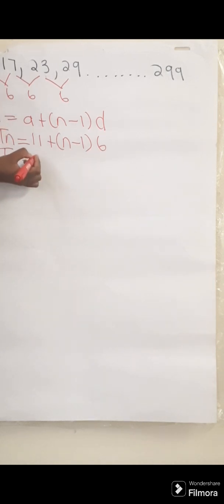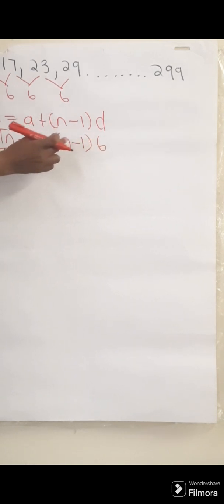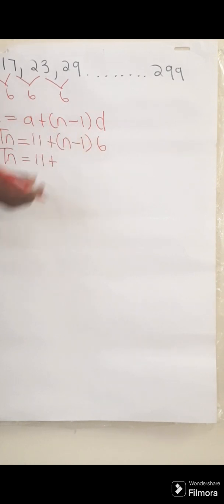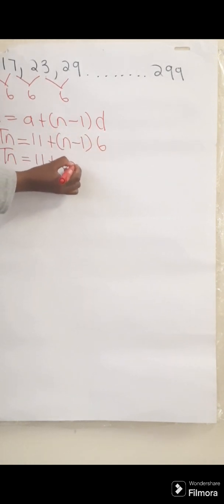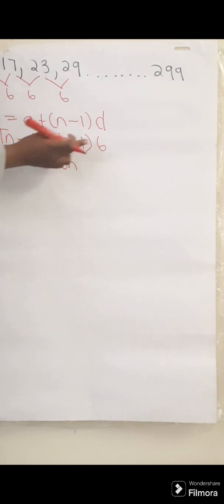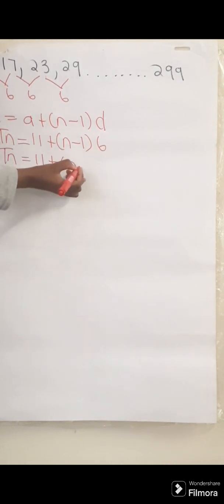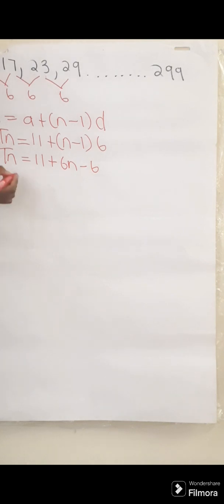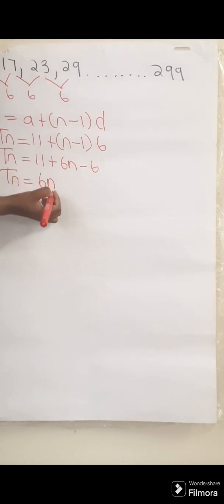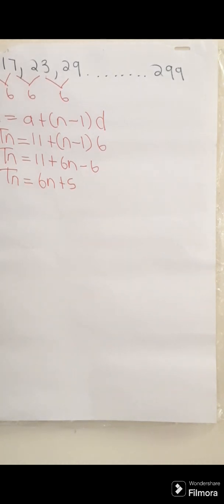So now we have 11 plus this 6 multiplied by the bracket. So we're going to do 6 times n, that is 6n. And then we have 6 times negative 1, that will be negative 6. So here we have Tn equals 11 minus 6, which is 5. So we write it in this manner: Tn equals 6n plus 5. This is the formula for the nth term.